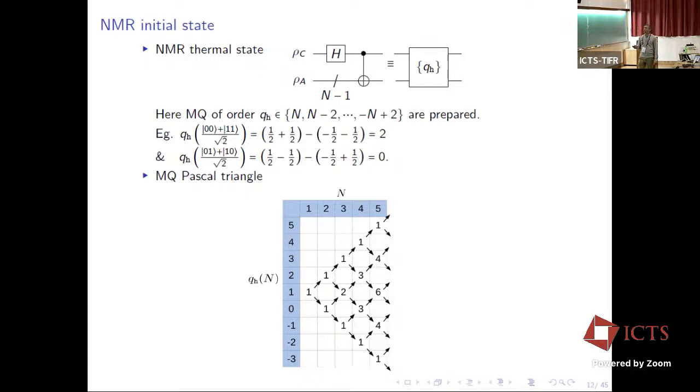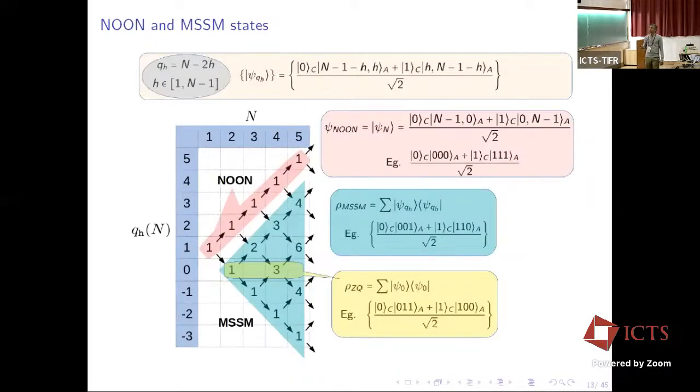So it depends on how many spins you have, how long you interact, and what kind of gate you apply. You can prepare all these different coherences very easily. So in fact, you can have different types of states: NOON states, MSSM states, and zero quantum states, and zero quantum states live for a very long time. I'll show you some examples that can be very useful for sensing.